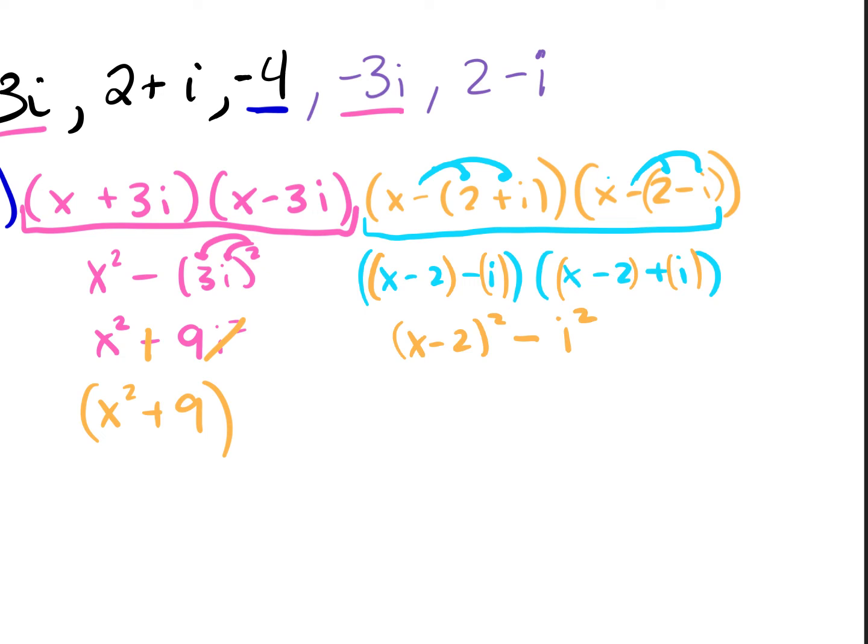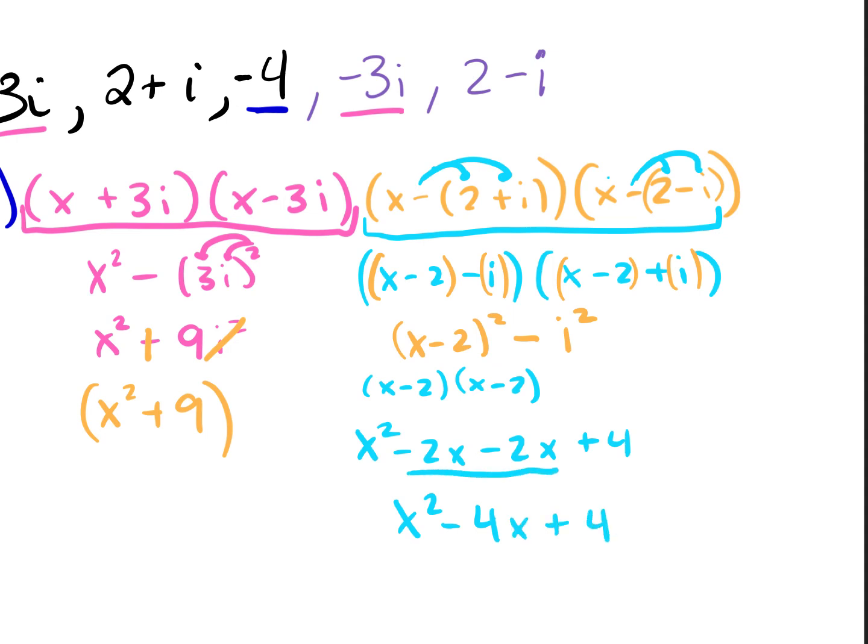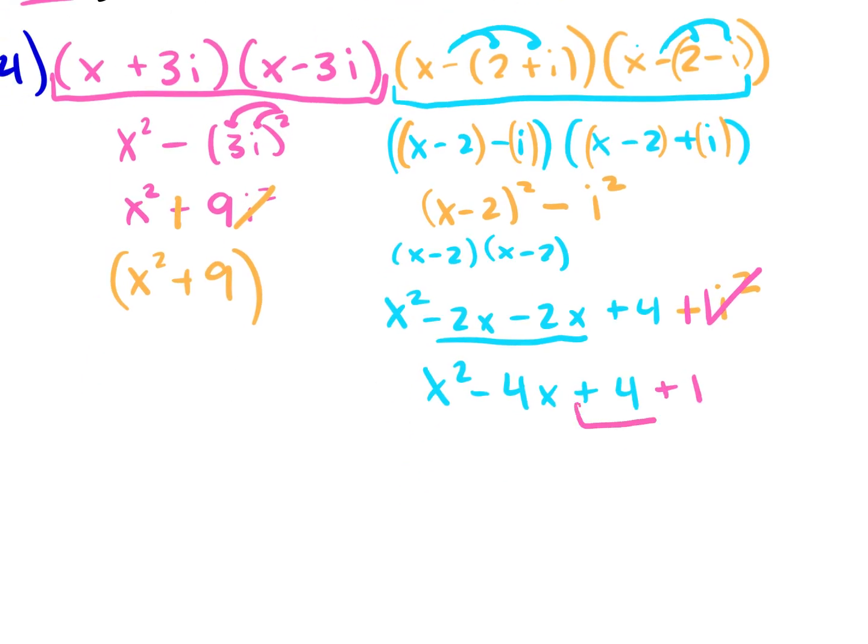So what do I have to do with x minus 2 squared? FOIL it out. This is like saying x minus 2 times x minus 2. And we FOIL. So I have x squared minus 2x minus 2x plus 4. So this would be x squared minus 4x plus 4, because I just combined my like terms. And then I still have that minus i squared. What does the i squared turn into? A negative 1. So this would be a negative 1, which turns into what? A plus 1. So this would be plus 1. And then I can combine my like terms here. So that would be x squared minus 4x plus 5.